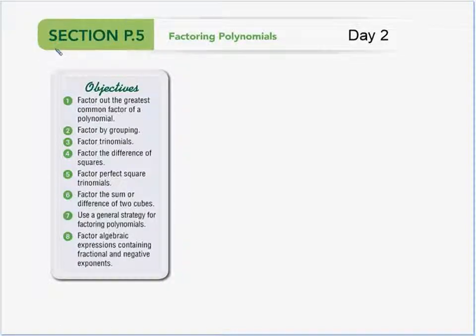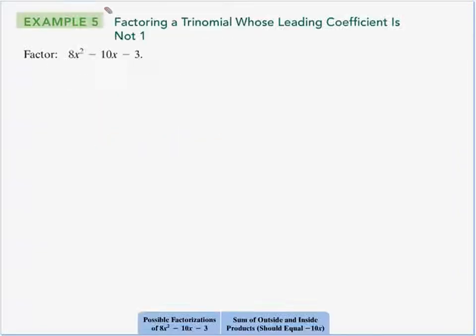Okay, in this video we're going to keep going with section P-5, more factoring polynomials. We're going to do some different ones here. We're going to start with trinomials that have a leading factor greater than 1. We'll do the special case difference of squares, perfect square trinomials, and the sum or difference of two cubes. So let the fun begin here.